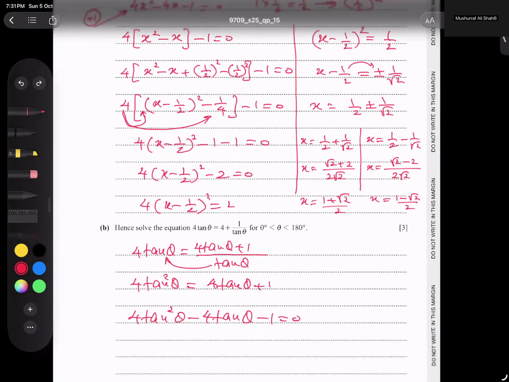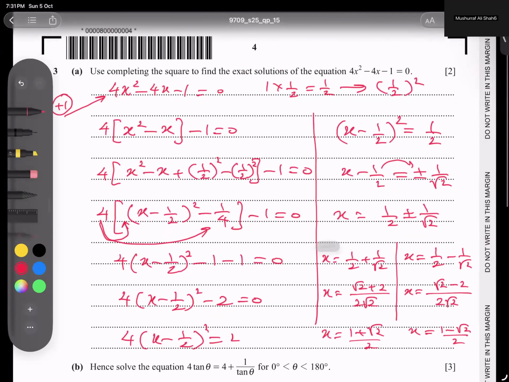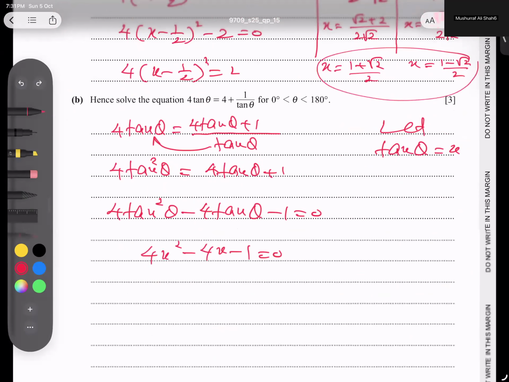So I'm saying here, let tan theta be equal to x. So then what turns out to be? This becomes x, okay? I'm getting here 4x and minus 1. And this becomes tan squared, 4x squared. So I got 4x squared. And basically, this equation and this equation are totally the same.